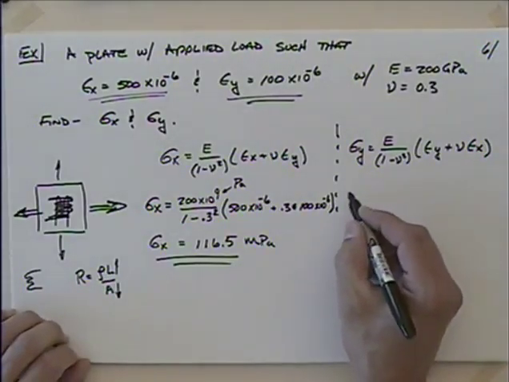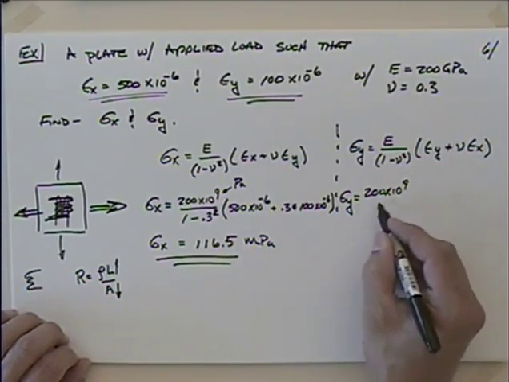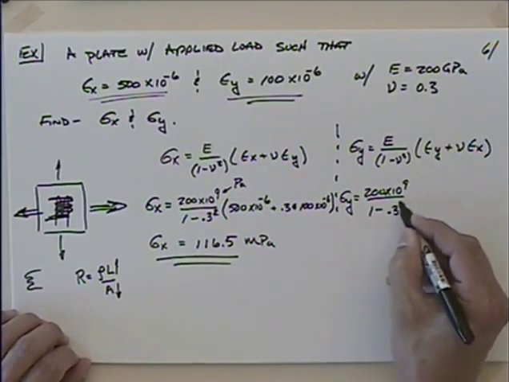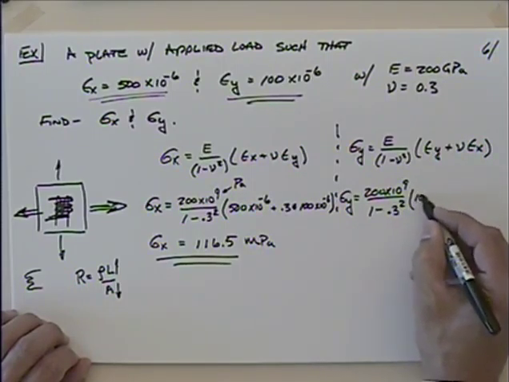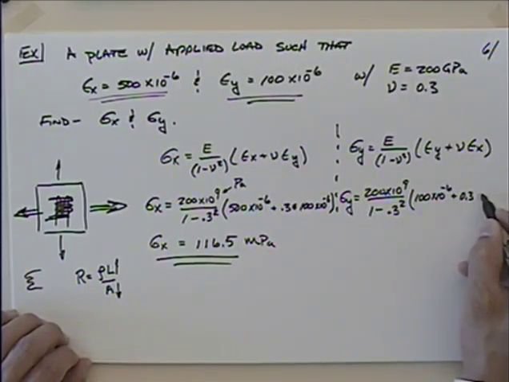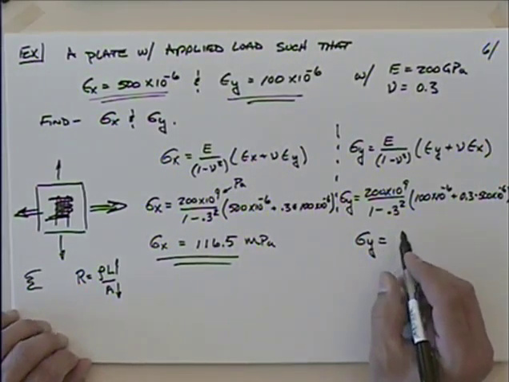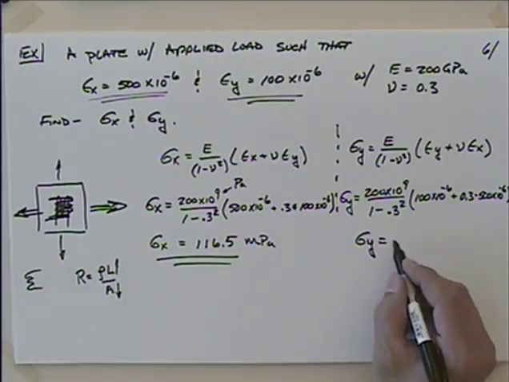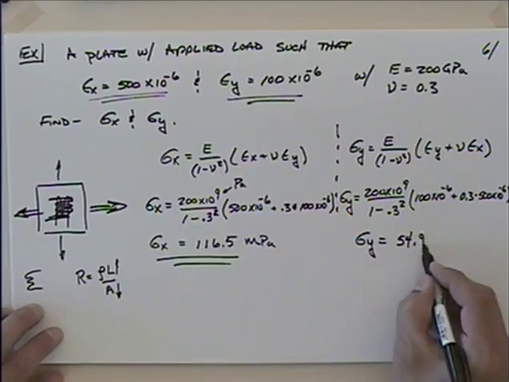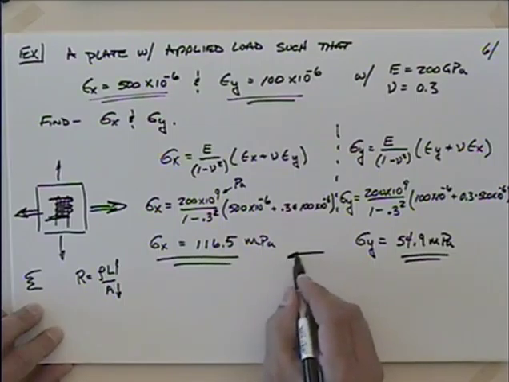When we go through for sigma y, we'd have 200 times 10 to the 9, that's giga, divided by 1 minus 0.3 squared. Then we'll have 100 times 10 to the minus 6 plus 0.3 times 500 times 10 to the minus 6. And in that case, sigma y turns out to be equal to, when you run through the numbers, 54.9 megapascals. So those would be our answers.